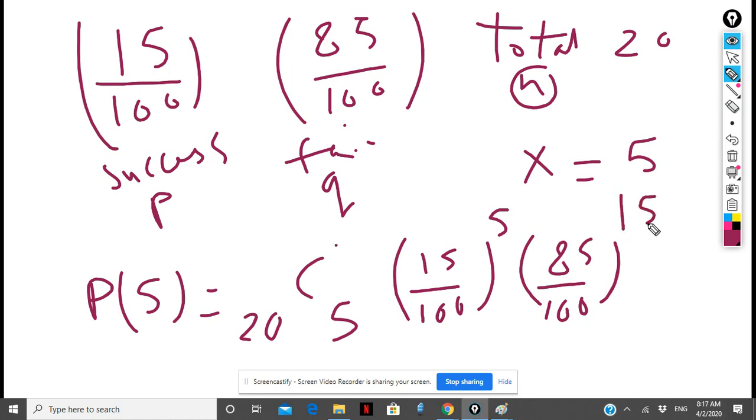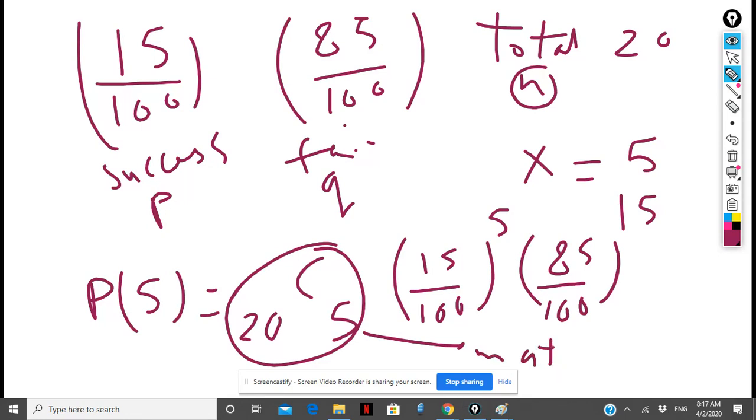This part exists in the Texas Instruments calculator. So you go to math, then nCr. The N value is 20, the R value is 5, and you do the whole multiplication, which is going to give you the probability.